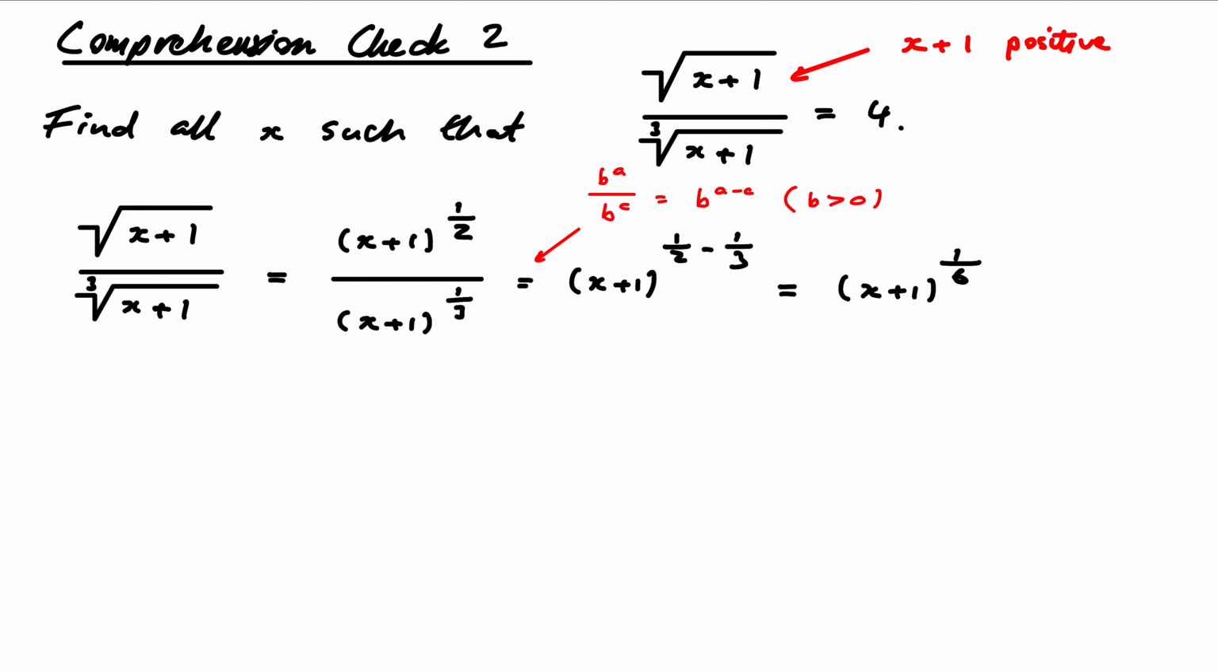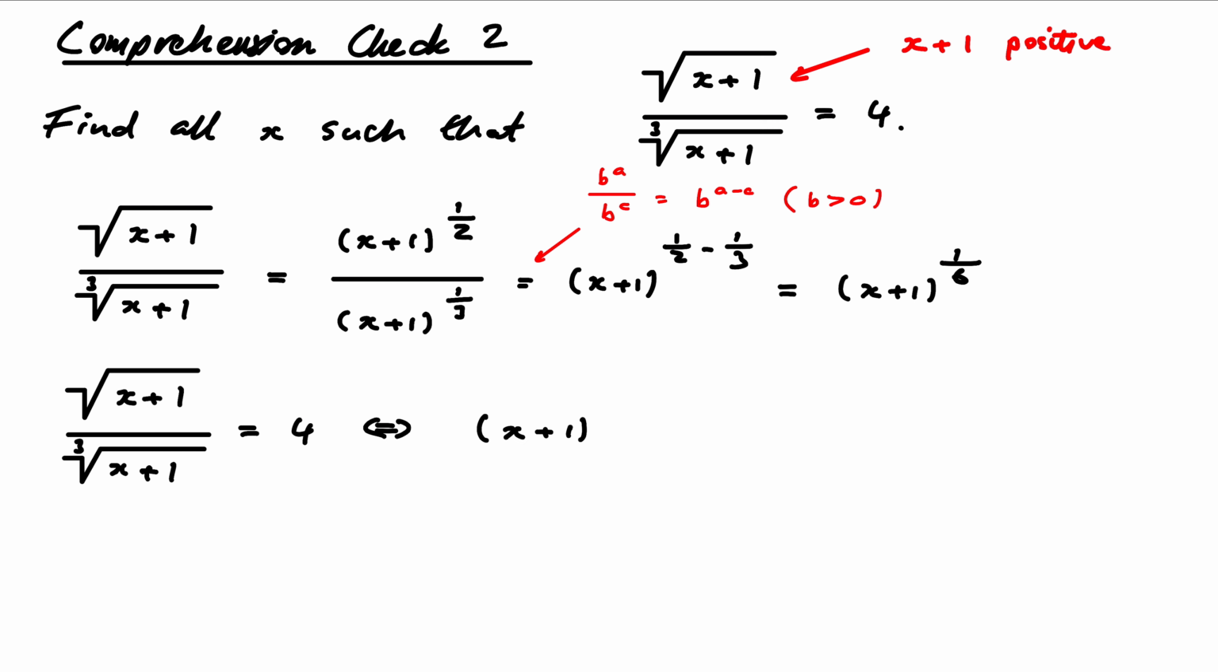So putting everything together, what do we have? We're trying to find all the values of x such that this equality holds. So clearly, this is if and only if we replace the left-hand side with x plus 1 to the power sixth, and this has to be equal to 4. It's basically saying that the sixth root of x plus 1 has to be equal to 4. So this is if and only if, let's take the sixth power of both sides.